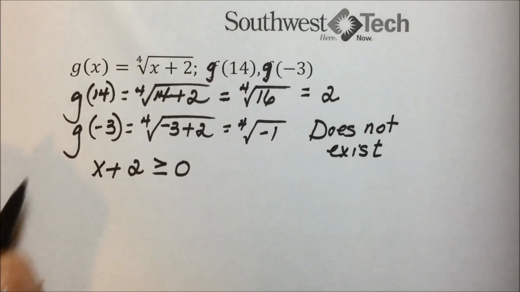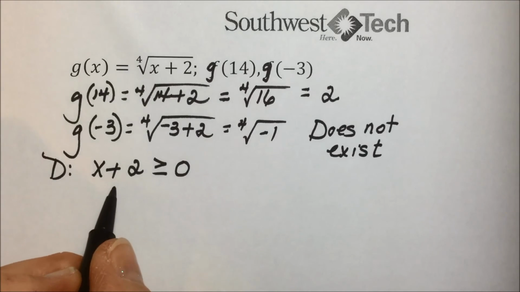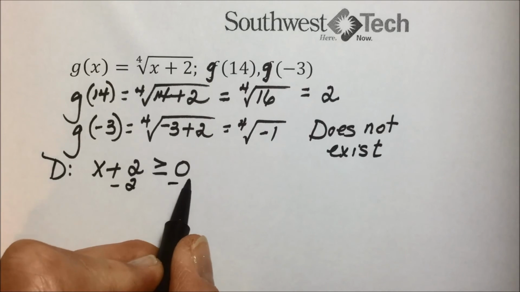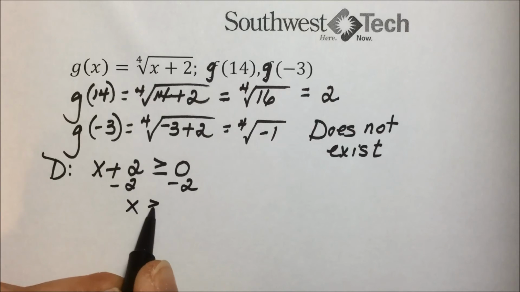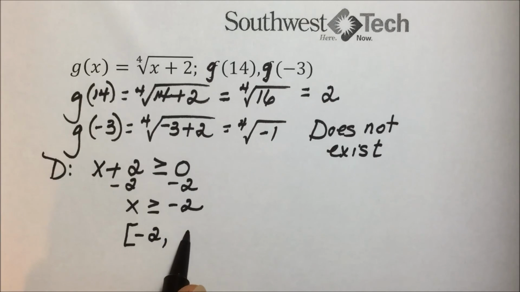So for the domain, x plus 2 has to be greater than or equal to 0, and solving for the variable, we'll subtract a 2 from each side. X has to be greater than or equal to negative 2. Interval notation, we are including the negative 2, our smallest number, and increasing towards positive infinity, which we end with the parenthesis.